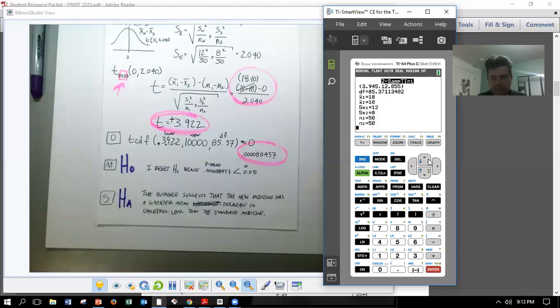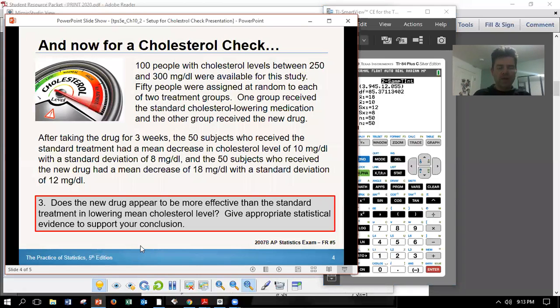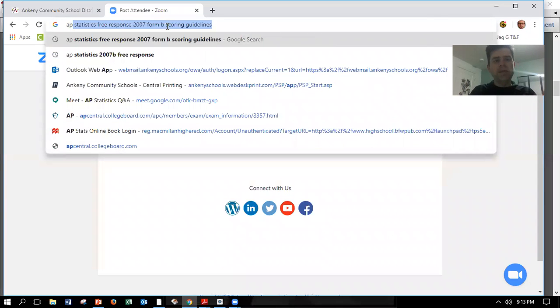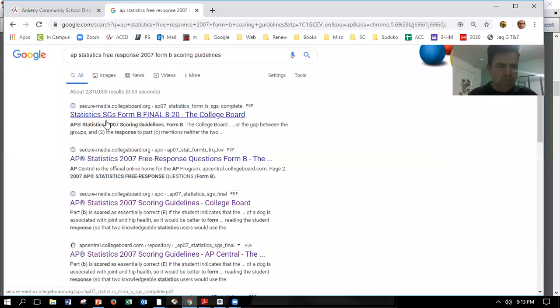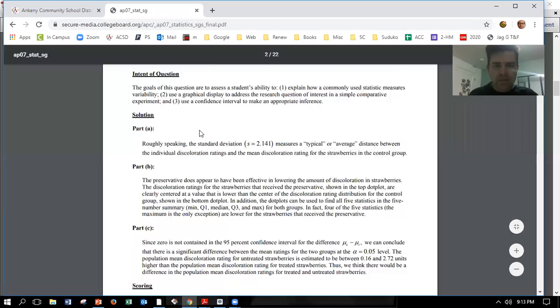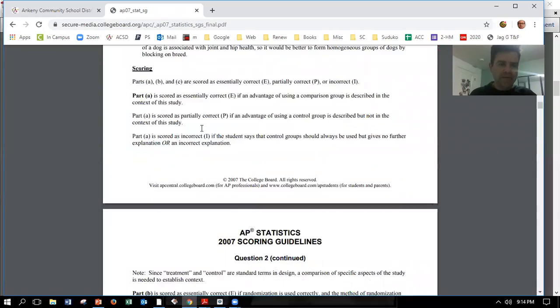So what are some other things that you can do here? Well, if we go back to our cholesterol check, we can see this is the 7000B AP stats exam pre-response number 5. We can go out and try and find that. It's not too hard. I already looked it up from before, so it's up there. You want to go past where it says secure media, because you can't necessarily get in there as a student. But here it is, and I'm going to go down to question number 5.